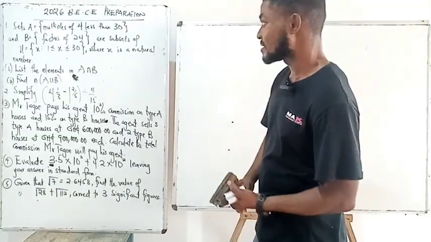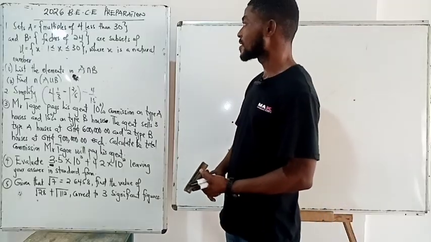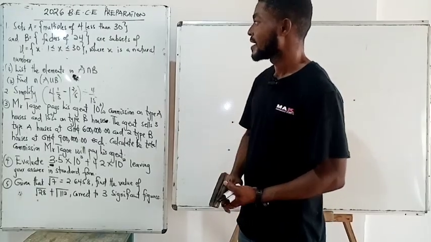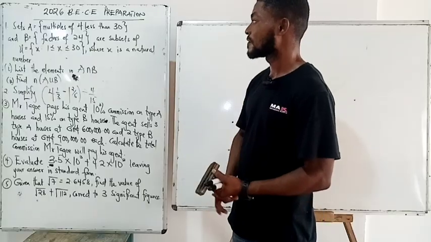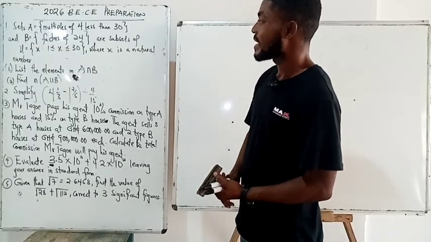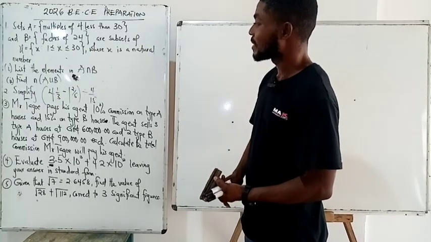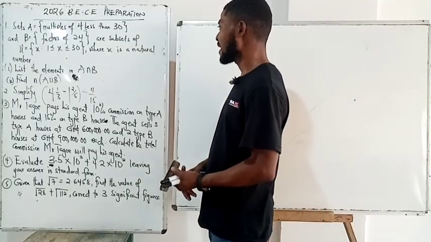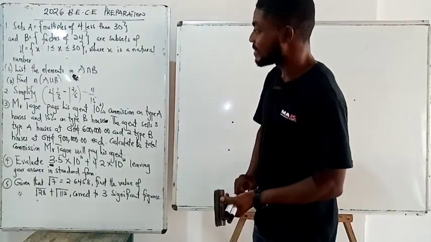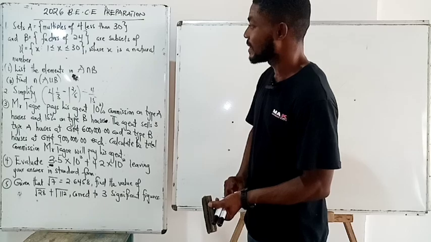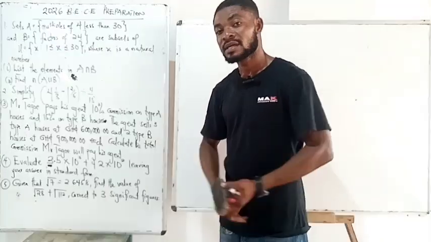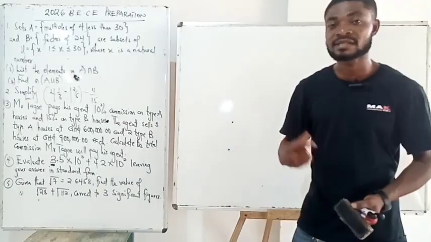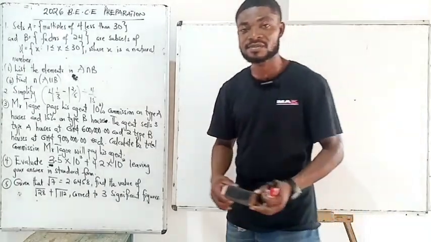So our first question says that if set A is equal to the multiples of 4 less than 30, and set B is equal to the factors of 24, they are all subsets of U is equal to X such that X is greater or equal to 1 but less or equal to 30, where X is a natural number. We are to list the elements in A intersection B, and then also find the number of elements in A union B. So we tackle the first question, and then we look at the second one too.